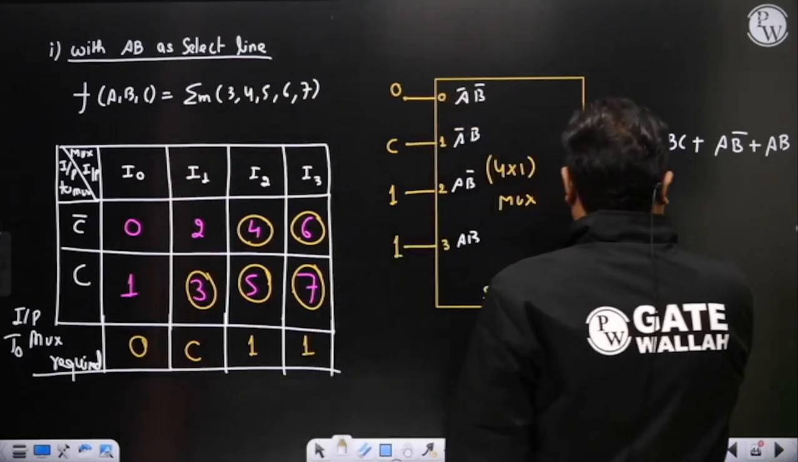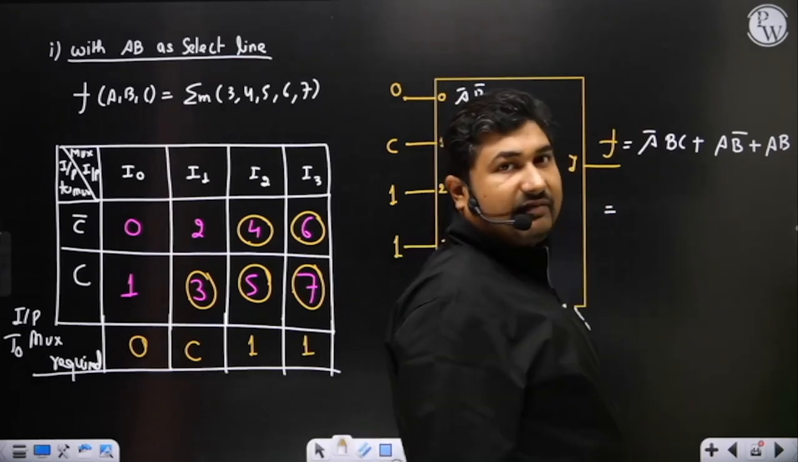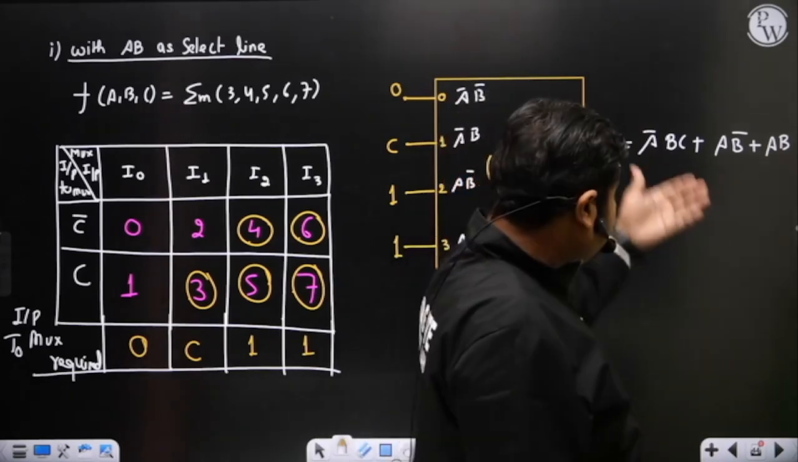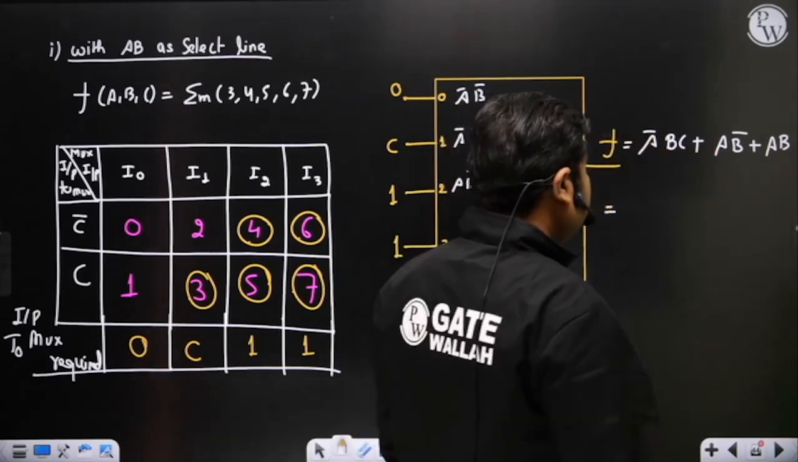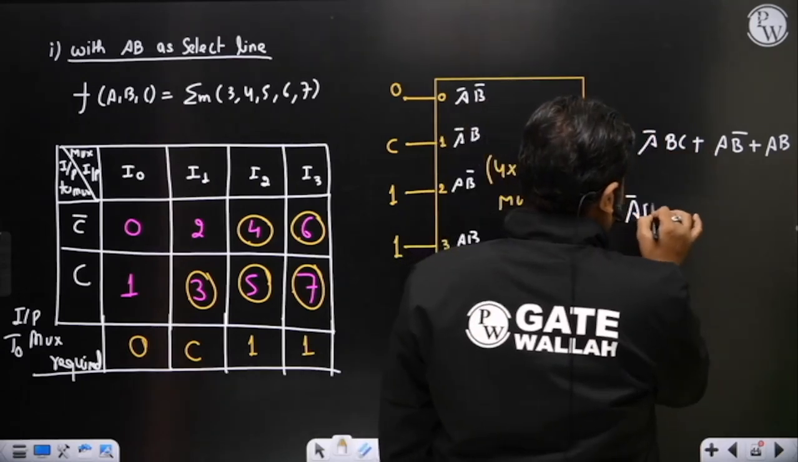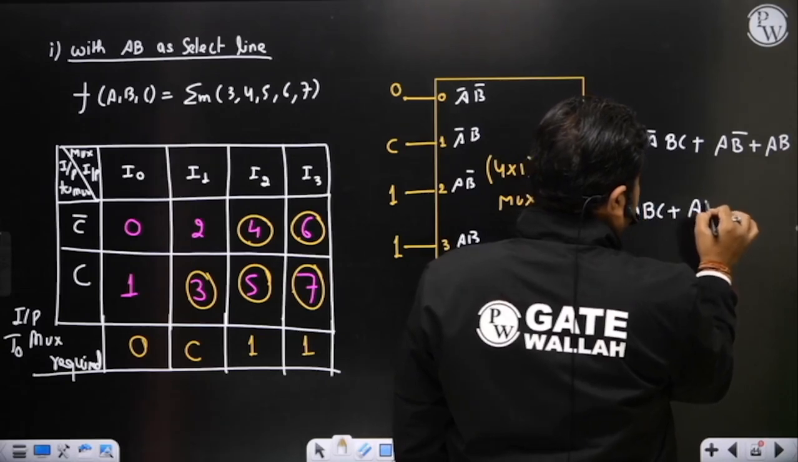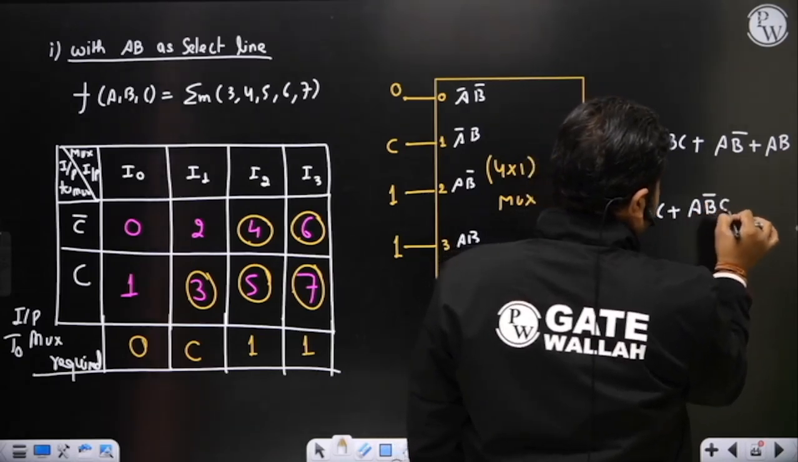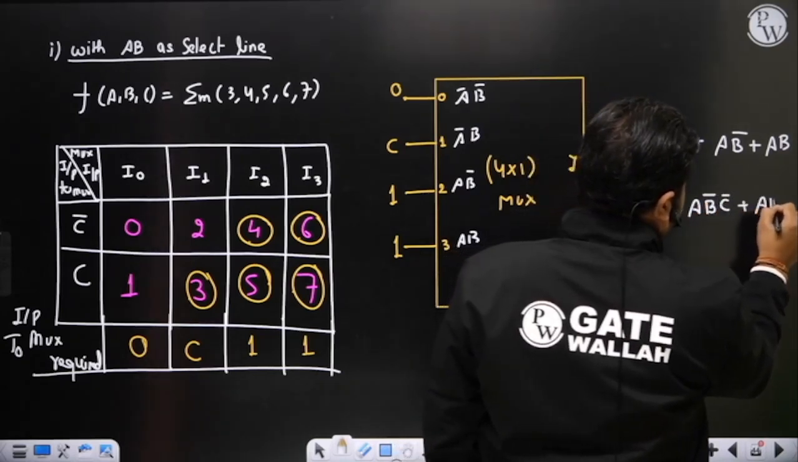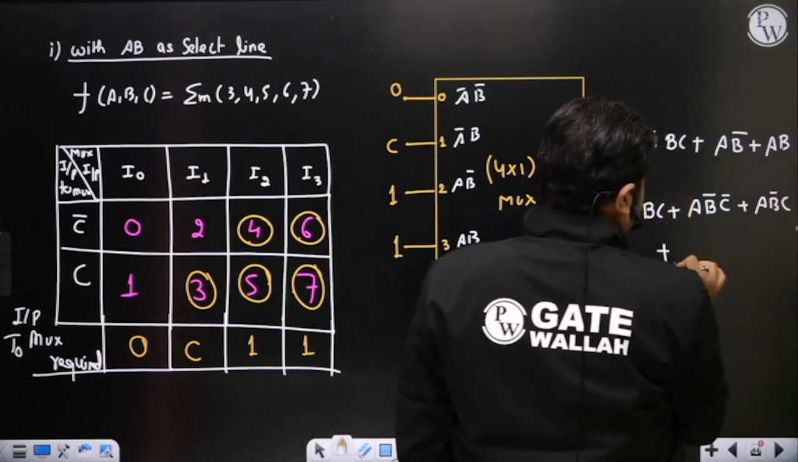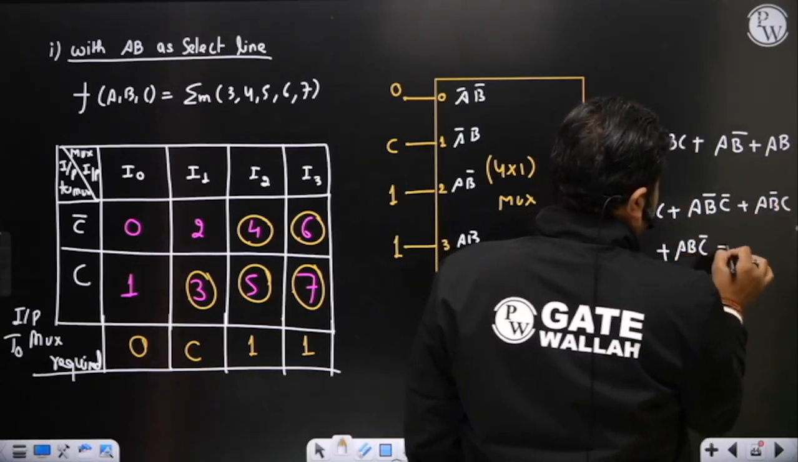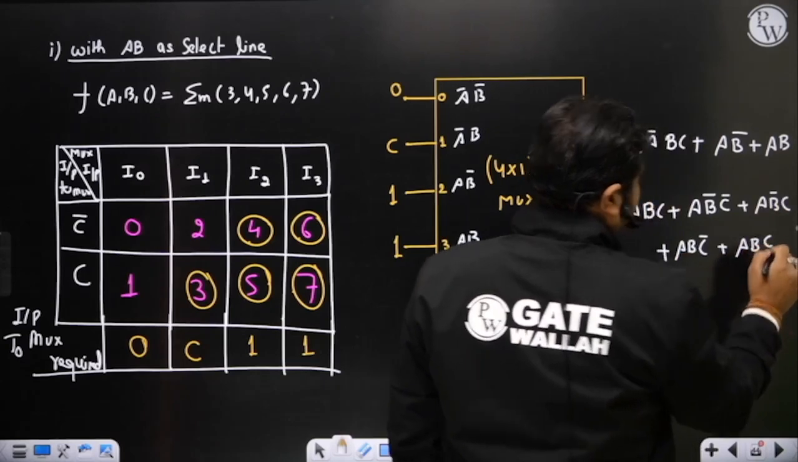But this is an intermediate expression. Multiplexer may give an intermediate expression. In order to understand the function implemented by the multiplexer, you need to write it in canonical form. So I am going to write it in canonical form. A bar B C, plus the C term is missing in the others, so A B bar C bar plus A B bar C plus A B C bar plus A B C. Is it okay? Yes, sir.